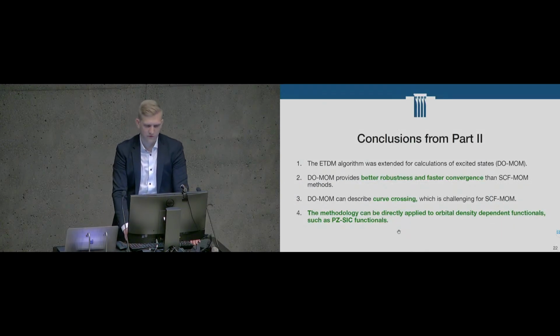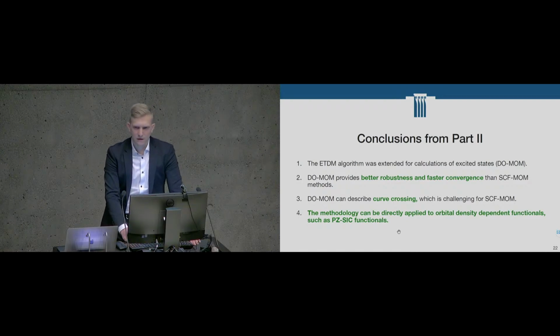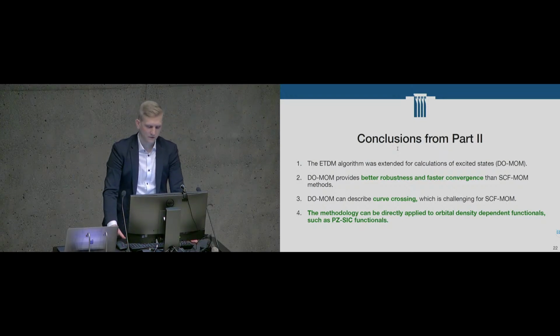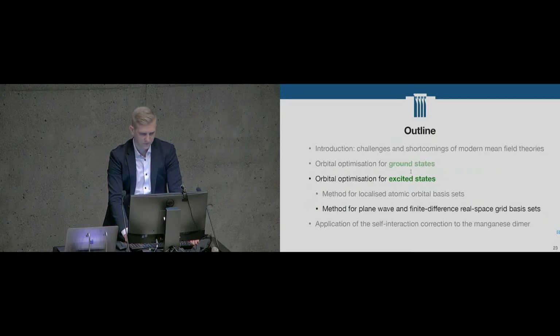And this is the conclusion from part 2. We extended the ETDM method to the calculation of excited states. We call it the direct optimization MOM method. It provides better robustness and faster convergence. It can also describe difficult cases such as curve crossings and, more generally, conical intersections. And this method can be directly applied to orbital density dependent functionals such as Perdew-Zunger self-interaction correction.